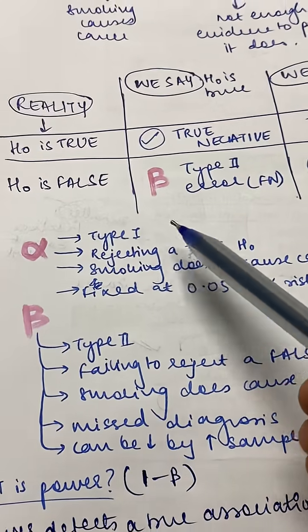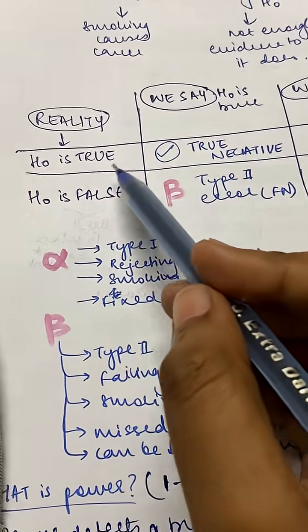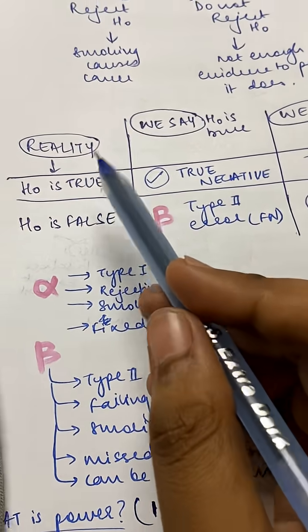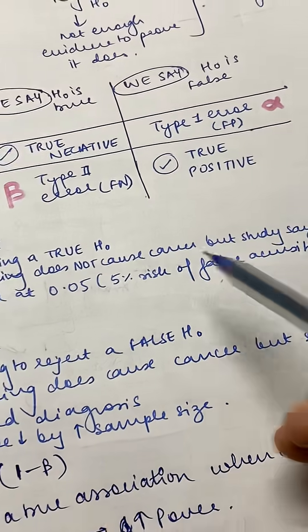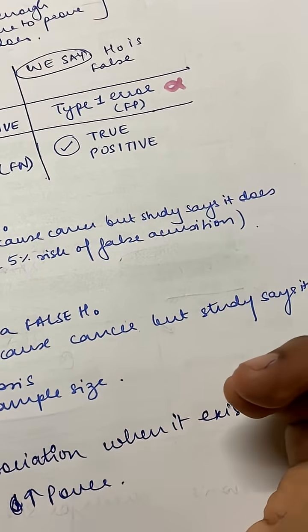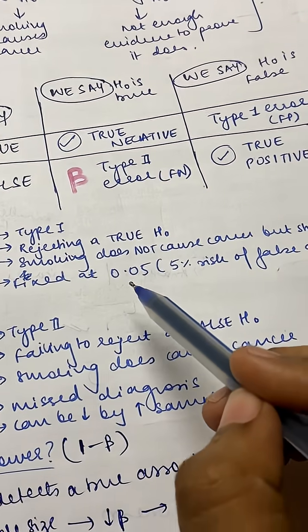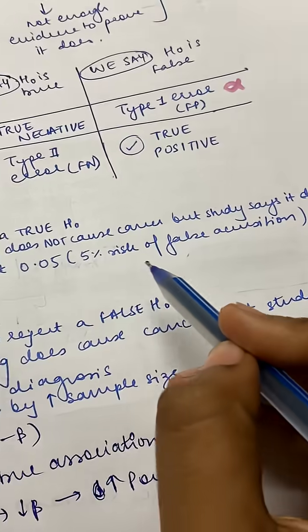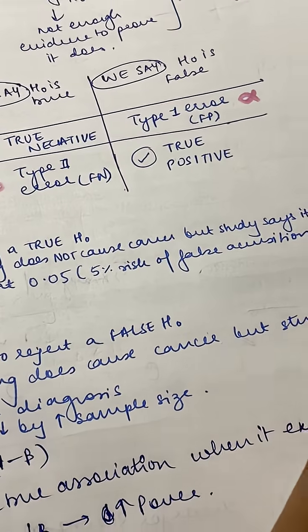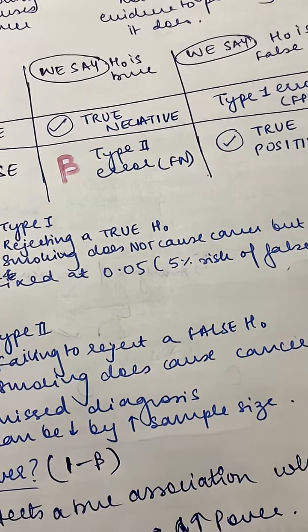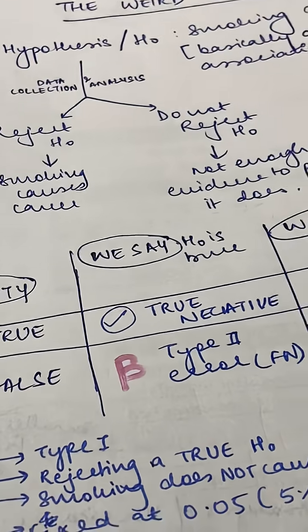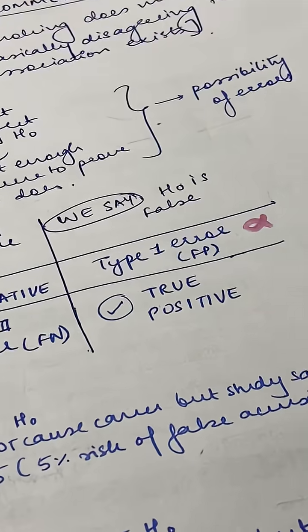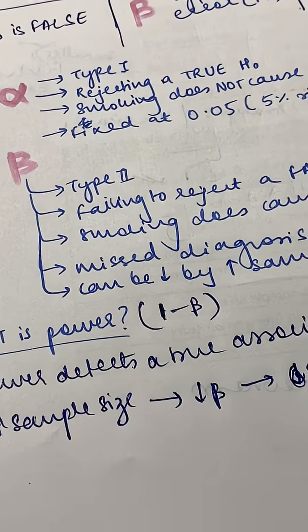First is alpha, or type 1 error. We have a null hypothesis which is true in reality, but our test is saying that it's false. That means smoking does not cause cancer, but our study says that it does. It is usually fixed at 0.05. That means there is a 5% risk of a false acquisition that smoking causes cancer. This is sort of a false positive when you think in terms of the null hypothesis, which is that smoking does not cause cancer.